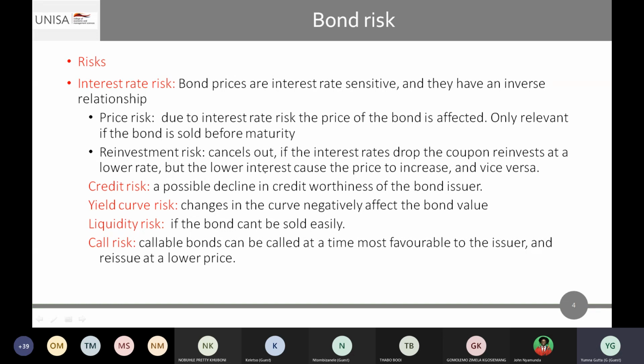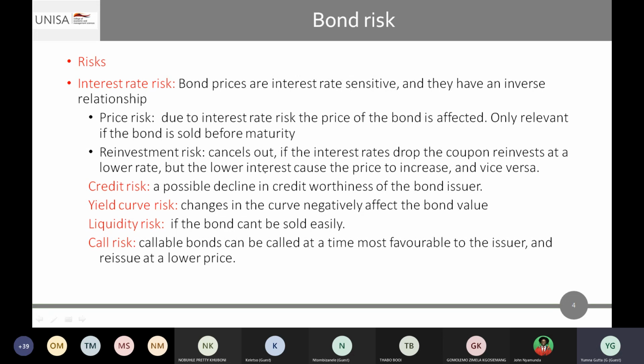So bond prices are interest rate sensitive. The price of the bond, how much you can buy this bond for on the market today, is affected by the current prevailing interest rates, right? And they have an inverse relationship, which means if interest rates go up, the price of the bond comes down. And if interest rates come down, the price of the bond goes up, right?